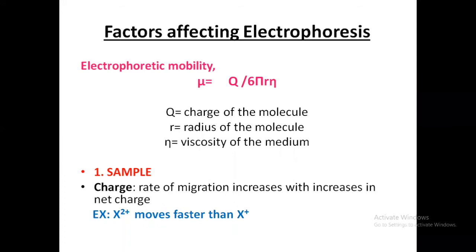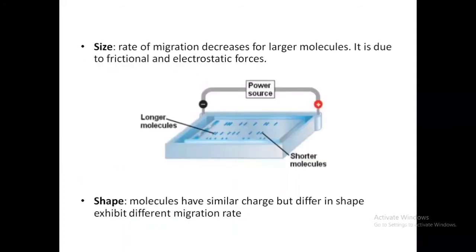Now charge is over. The second parameter is size. Remember, if the size of a particle or molecule is very large, the migration rate is going to decrease. A large size molecule, migration rate will decrease. A smaller size molecule, migration rate will be much more.